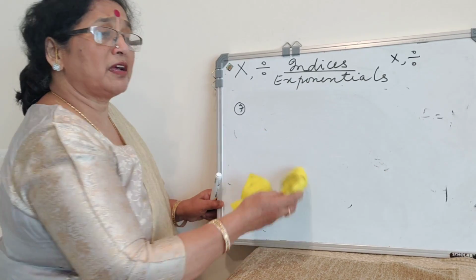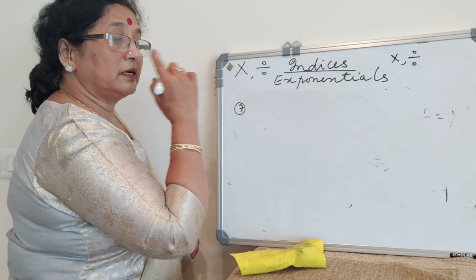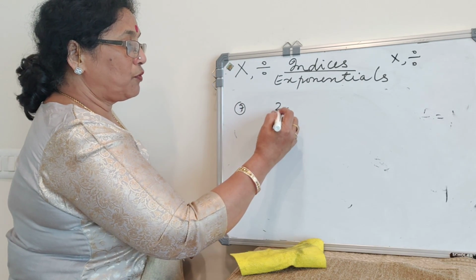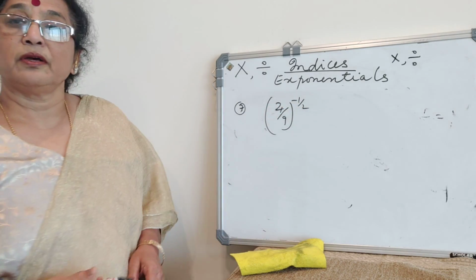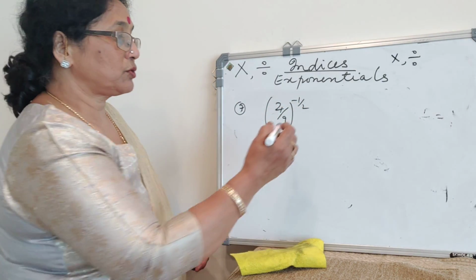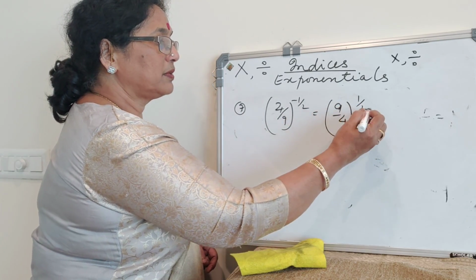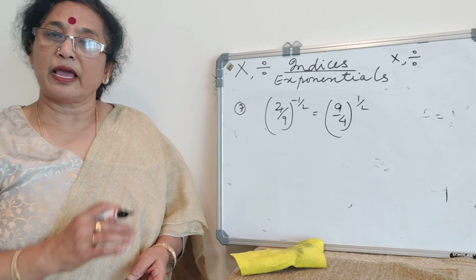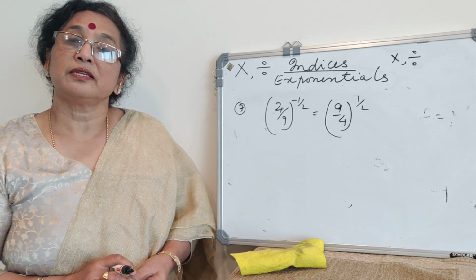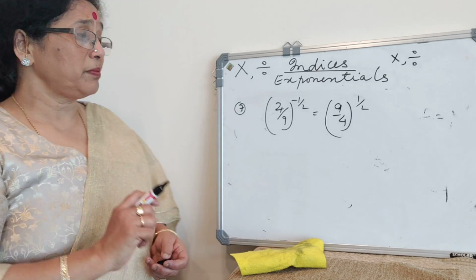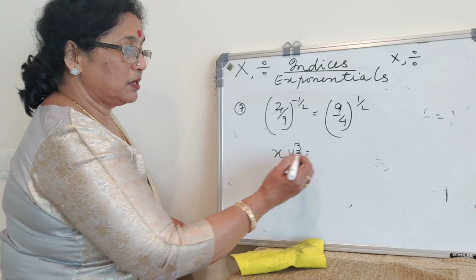Now suppose you have, for example, 4 by 9 to the power of minus half. We'll be doing fractions also. So that will be 9 by 4 to the power of half. How to solve this, we'll do as I'm explaining them. Okay, so we change the sign of the power. One more thing, children, be very careful when I say x y cube.